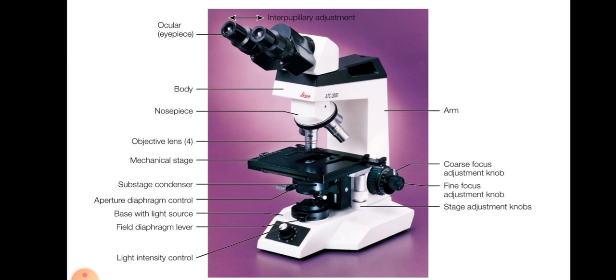This is a picture of a microscope representing different parts of the microscope. The first one is the ocular eyepiece, followed by the body, then the nose piece. The nose piece consists of 4 objective lenses, followed by the mechanical stage. The mechanical stage is followed by a substage condenser, then the aperture diaphragm control, below that the base with light source, then followed by the field diaphragm lever, and the bottommost is the light intensity controller.